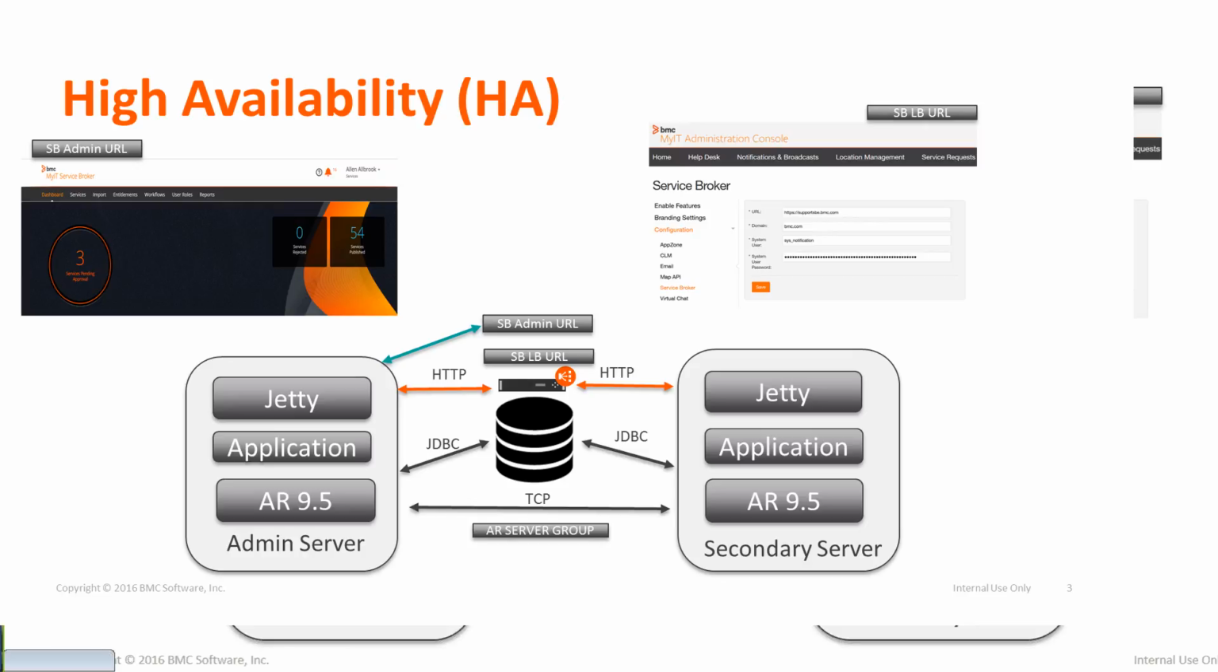As you can see from the slide, we have a typical AOR server group, which is using a load balancer alias to route requests to either of the active servers. I also have another load balancer alias, and this one will always be pointing at the primary AOR server. It's used mostly for SB admin activities such as creating services. MyIT is configured to use the alias for either of the two servers. And as you can see, we've got a JDBC connection going to the database, and the AOR server group is using TCP to communicate.